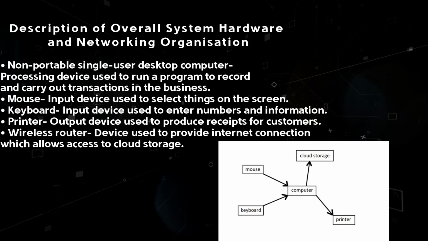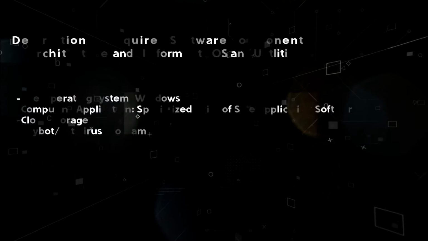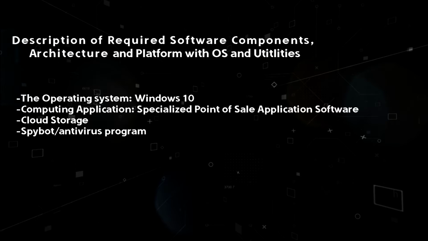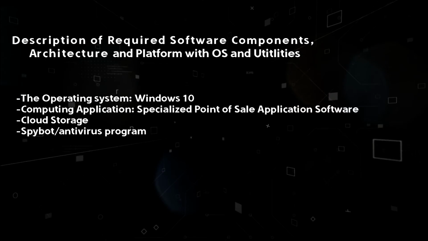This subsection refers to all of the system hardware and necessary networking equipment required in order to operate the database, such as the mouse, keyboard, printer, and wireless router. This subsection, however, focuses on the software components within the database: the operating system, which will be Windows 10, the computing application, which is a specialized point-of-sale application software, cloud storage, and an antivirus program for security.